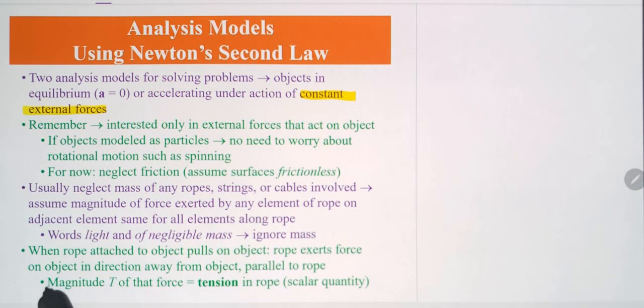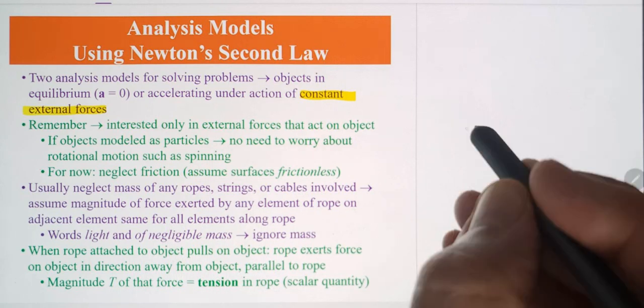When a rope attached to an object pulls on the object, the rope exerts a force on the object in a direction away from the object, parallel to the rope. The magnitude T of the force is the tension in the rope, which is a scalar quantity. Scalar quantity. What's the meaning of that?